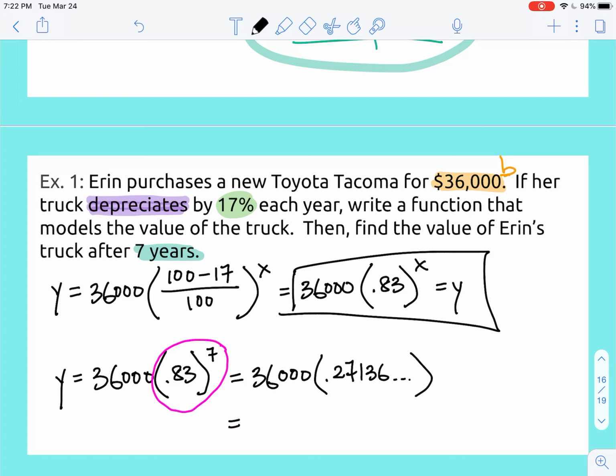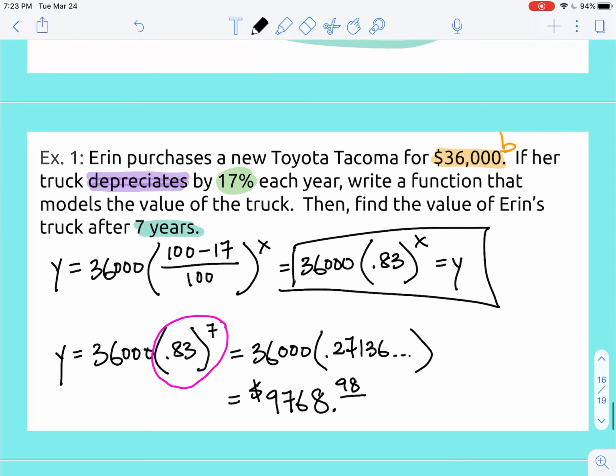The units that I'm going to put on this is the value of her car, so I'm going to put a dollar symbol. You'll notice that your answer has a whole lot of decimals. A good question that students always ask is, how many decimal places should I round to? Since we're talking about money, let's go to 2, for the cents, 98 cents. So Erin's car in 7 years is worth less than $10,000.